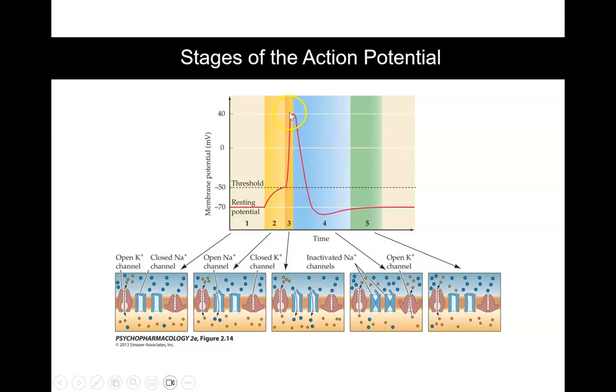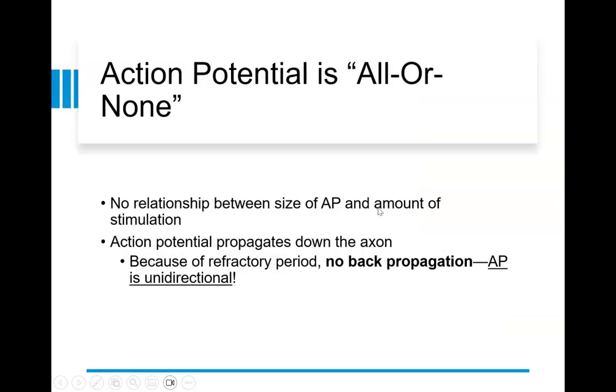This is due to sodium entering the cell. Here's the falling phase, and this is because of potassium leaving the cell and carrying all that positive charge with it. And in fact, because the potassium channels are very slow to close, we actually get a period where so much potassium has left the cell that we have a temporary hyperpolarization until all of the channels close, reset, and then very quickly we return to that resting membrane potential.